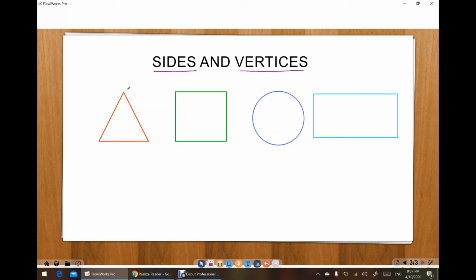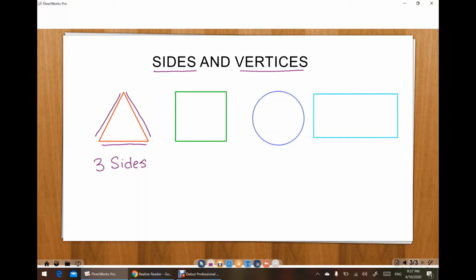Now, what do you mean by sides? Let's take here. The first one is a triangle, right? The sides, the straight lines over here. So how many straight lines do I have here? 3, right? So they are called sides. So a triangle has how many sides? 3 sides. Right? A triangle has 3 sides.